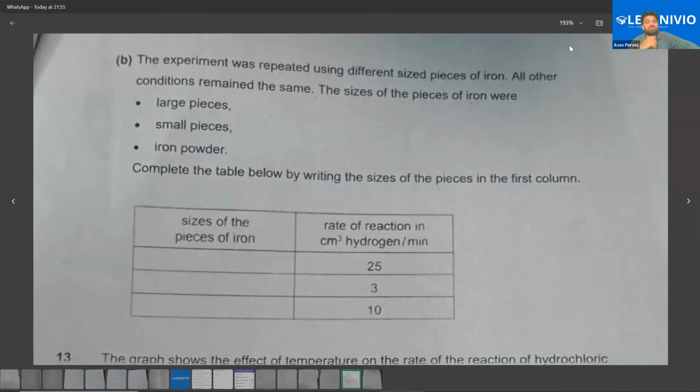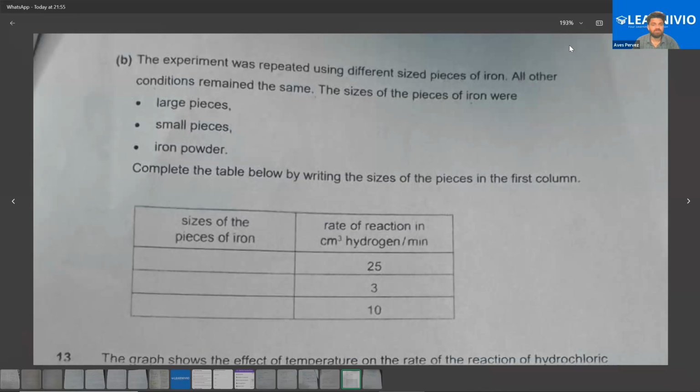The experiment was repeated using different size pieces of iron. All other conditions remained the same. The sizes of the pieces of iron were large pieces, small pieces, and iron powder. The rate of reaction is in centimeter cubes. So the size of the particles and the rate of reaction, cubic centimeters of hydrogen per minute, is like 25.